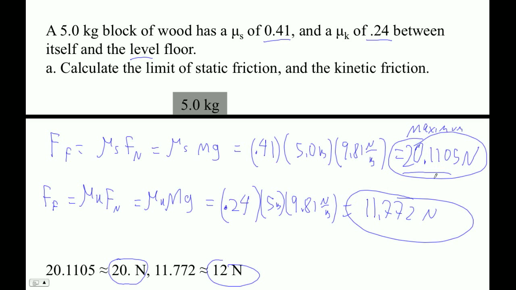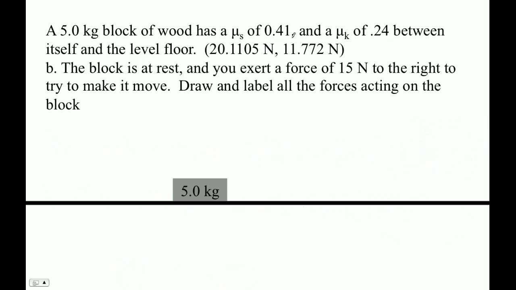So here's an example of that, right? Okay, so there's by the way our two numbers. There's our maximum static friction, and there's our kinetic friction, right? Okay, so the block is at rest. You exert 15 newtons to the right to try to make it move. Draw and label all the forces acting on the block.